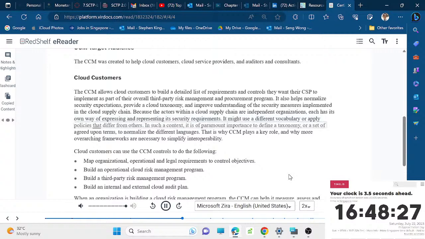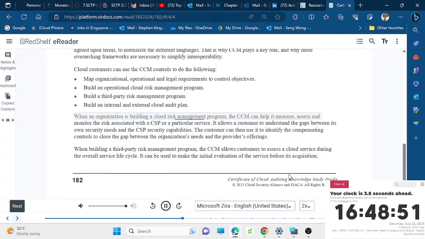It might use a different vocabulary or apply policies that differ from others. In such a context, it is of paramount importance to define a taxonomy, or a set of agreed-upon terms, to normalize the different languages. That is why CCM plays a key role, and why more overarching frameworks are necessary to simplify interoperability. Cloud customers can use the CCM controls to do the following: map organizational, operational, and legal requirements to control objectives. Build an operational cloud risk management program. Build a third-party risk management program. Build an internal and external cloud audit plan.